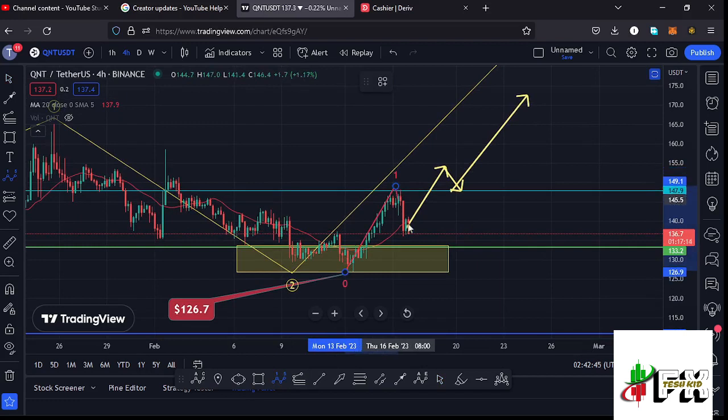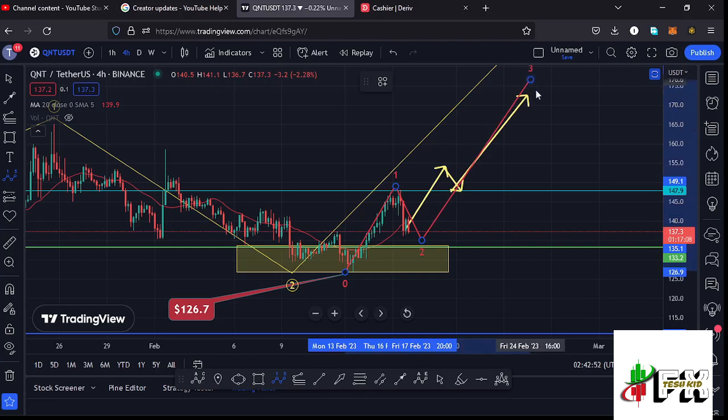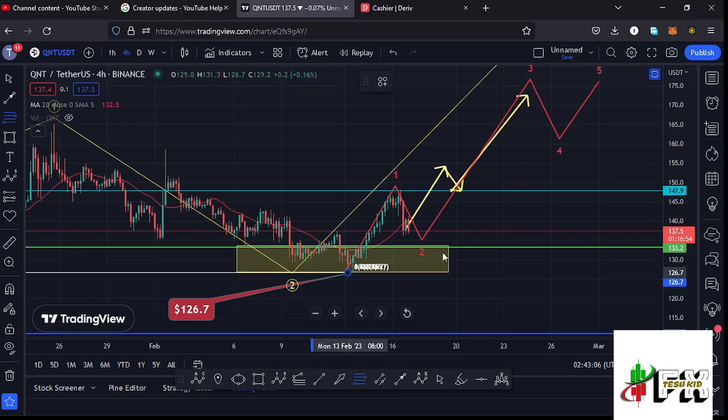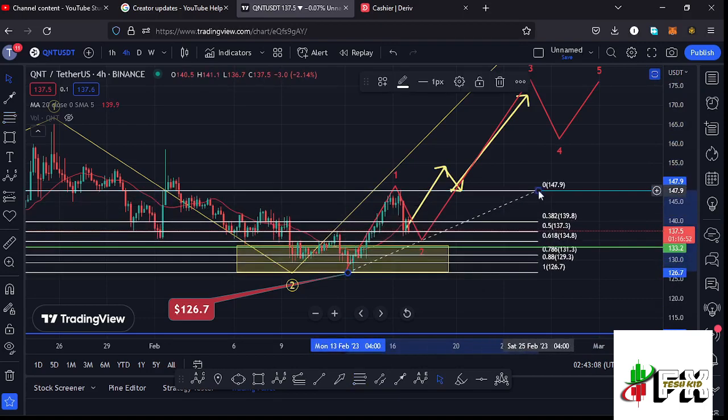Then we have seen a corrective structure in the formation of this wave 2, and I'm expecting another bounce to the upside in the formation of that wave 3, then expect a wave 4, and then push even higher in the formation of that wave 5. Let's see whether the second wave right here has done the minimum that we expect a second wave to the lower side to do by connecting the Fibonacci from the low of the first wave to the high of that wave 1.